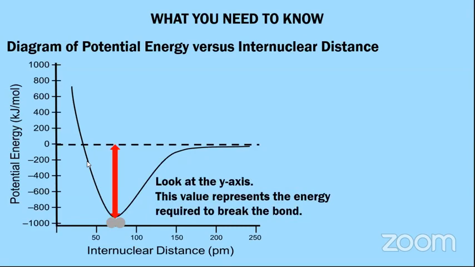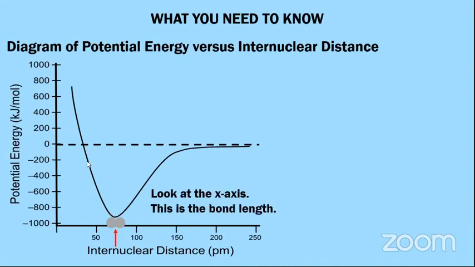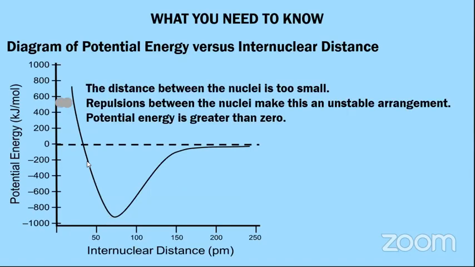Along the y-axis, this would be the energy required to break this bond. And along the x-axis, this would be the length of the bond itself. And we'll talk more about this diagram as we take a look at examples of bonds. What happens if we go even closer for these two atoms is that now there's too much repulsion between the nuclei. And this is an unstable arrangement. So as you can see, potential energy is now greater than zero when the atoms are too close together. So a chemical bond is essentially a balance between attraction and repulsions in terms of potential energy.